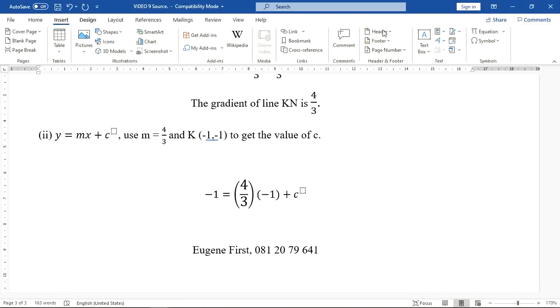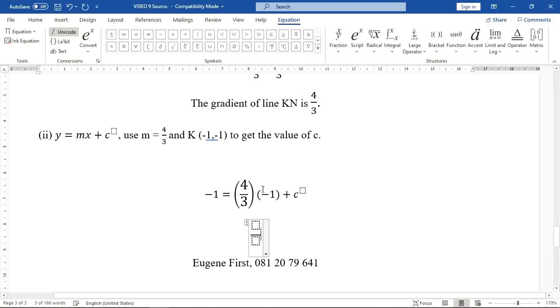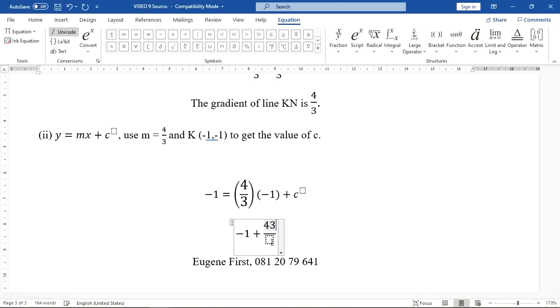If you can just allow me again to insert. All right, so I have -1 plus 4/3, everything is equal to the c. So we need to write this as one fraction. So we need to write this as a fraction with a denominator of 3. So it's going to be -3 divided by +3.